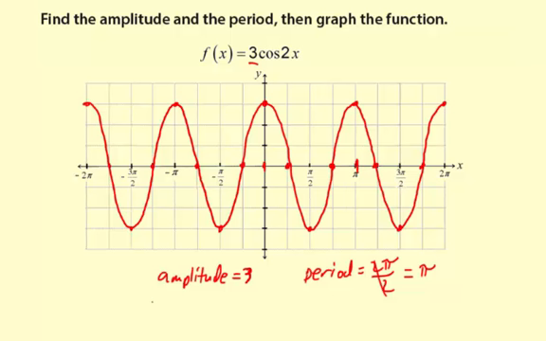Okay, so the amplitude is 3, the period of the function is pi, and there's our graph.